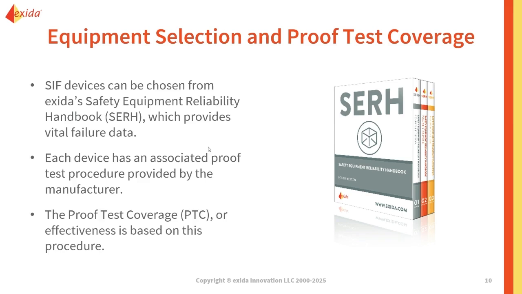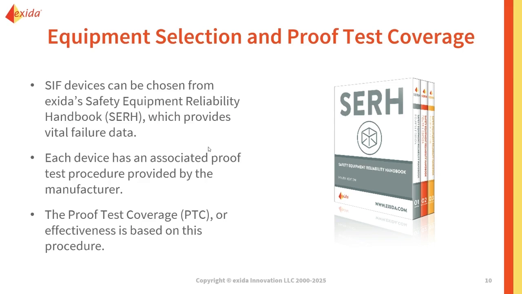Perhaps on site, you're not doing all of the steps included in that test, or perhaps you're doing more and your proof test coverage should be increased. And so when it comes to proof test effectiveness, the scope of your proof test, you want to make sure you're comparing it to what the manufacturer suggested within the safety manual. This is easy to do with our embedded database, because when you select from the SERH and you look at your device model, it actually has the proof test documented right within exSILentia.